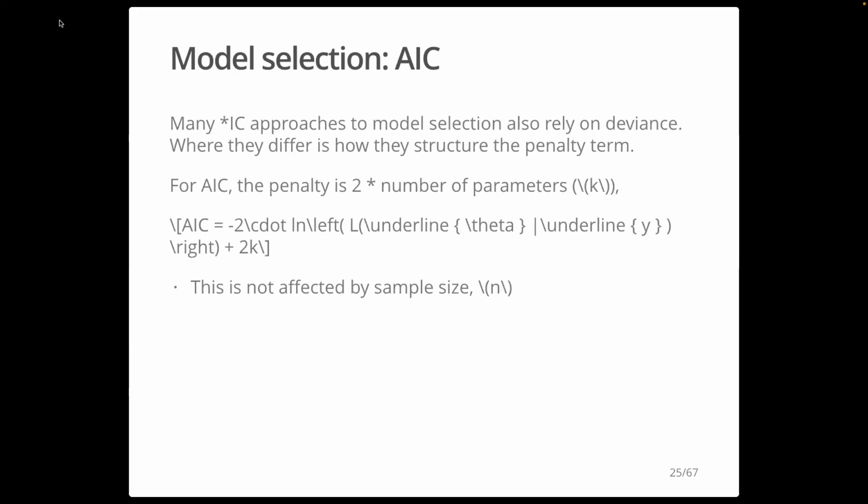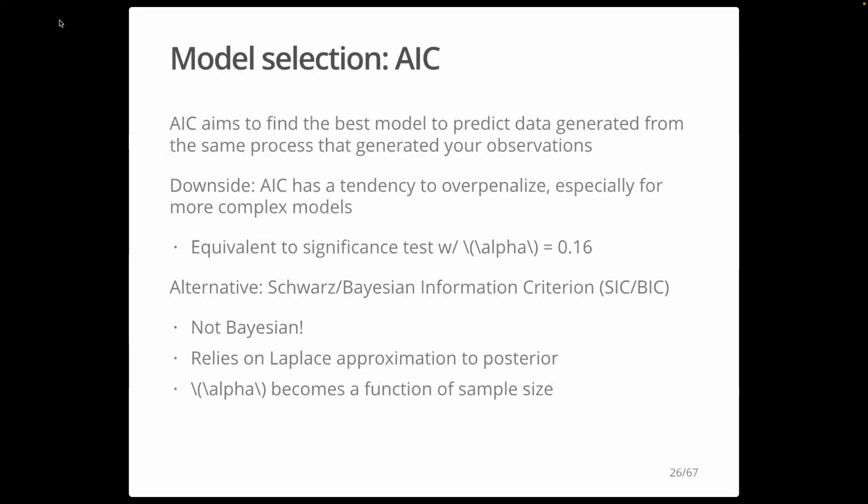With AIC, as I said, the penalty is twice the number of parameters. It doesn't change based on our sample size. And one of the things that AIC is trying to do is basically make predictions from the same underlying process that generated the data that you have in hand. So this works if you have stationary time series, if you have covariates that don't have effects that are changing through time, or models that just have fixed effects. AIC generally works great. With large models and really complex hierarchical models, AIC has a tendency to over-penalize.